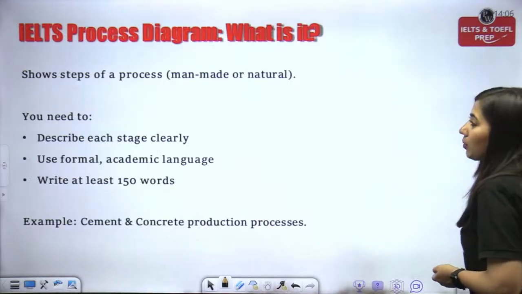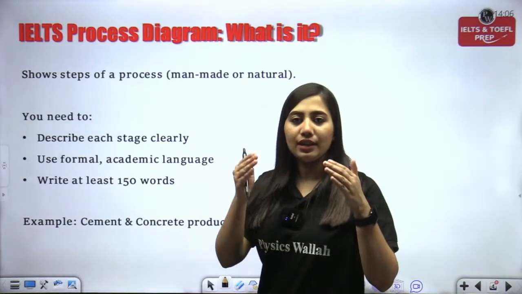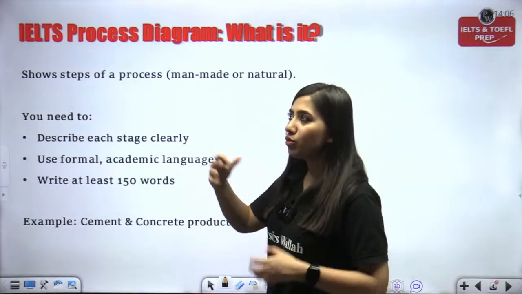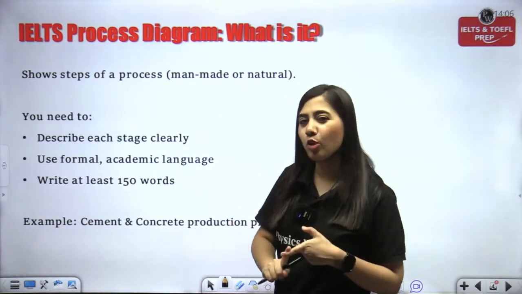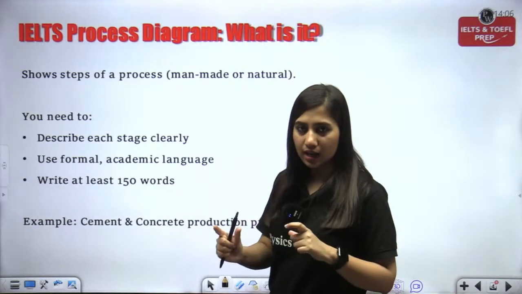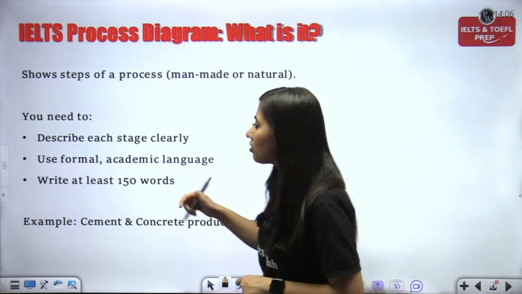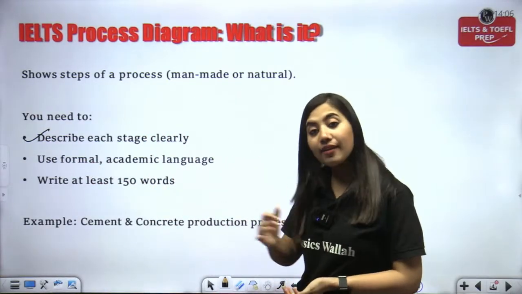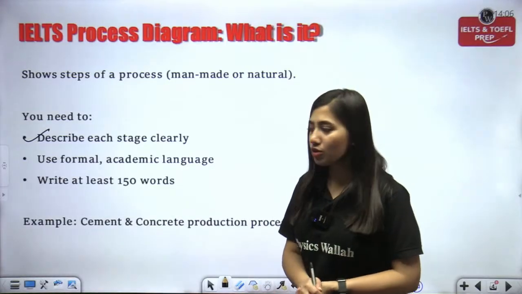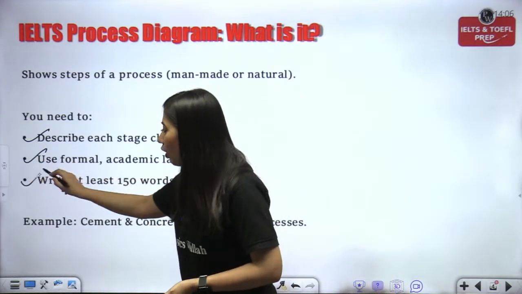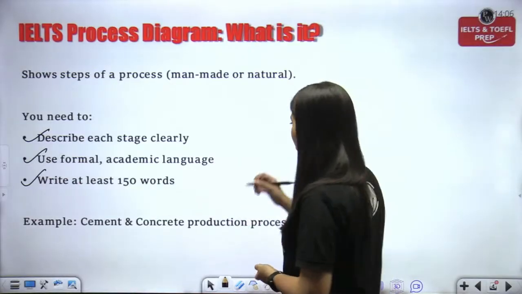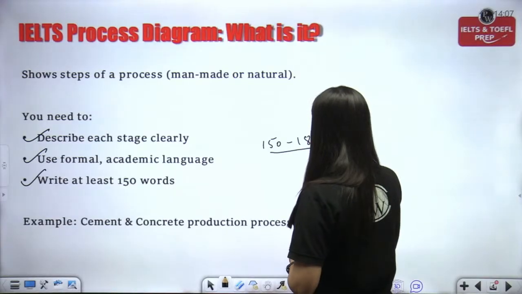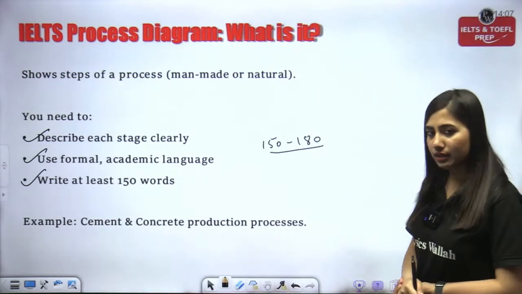You will write it. But before writing, you have to put them into these steps. It is very crucial. Okay, now, to show the steps of a process, you need to firstly understand whether it's a man-made process or a natural process. After building this understanding, you just need to describe each stage clearly, using formal academic language while writing. You're not supposed to write informal language, obviously. It's formal writing, and you should write at least 150 words. So 150 to 180 is the ideal range in which you can write your response.